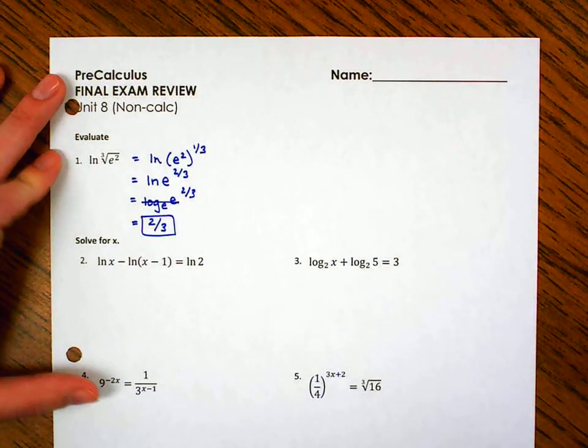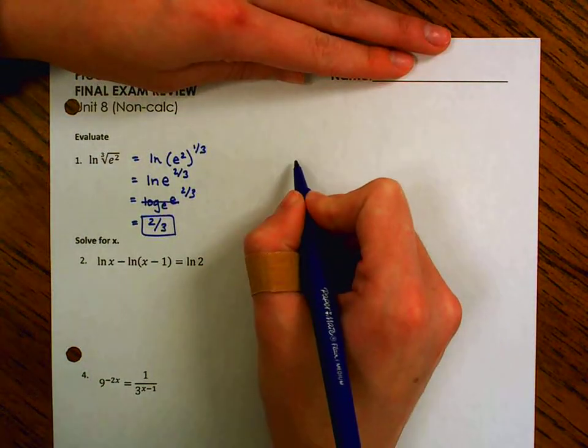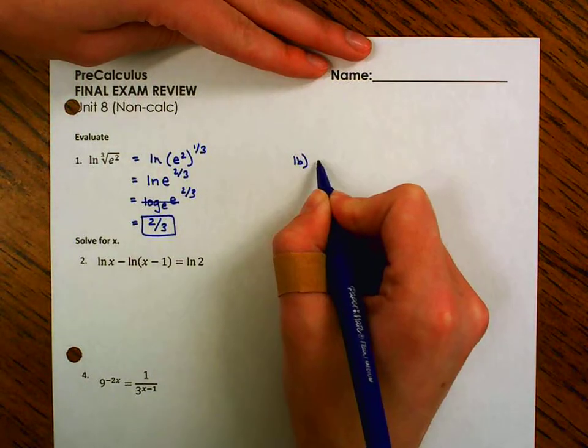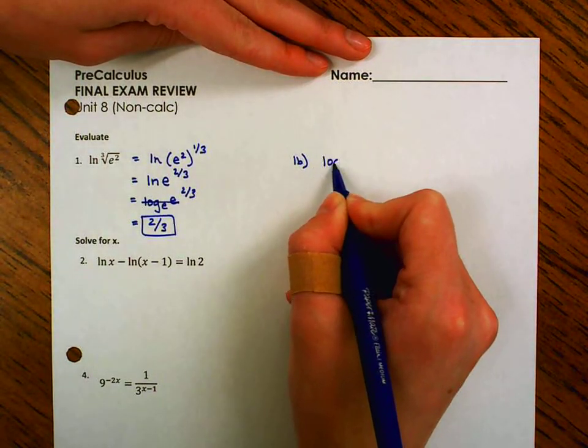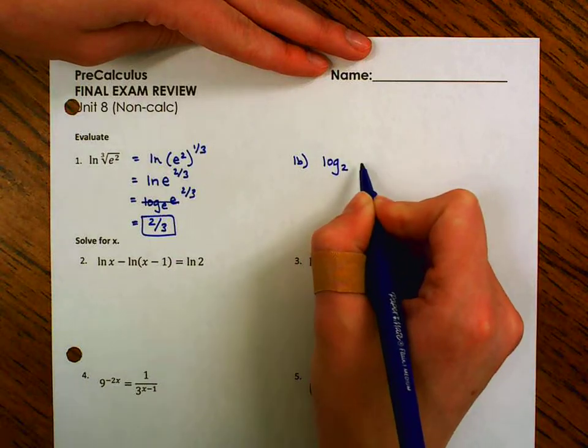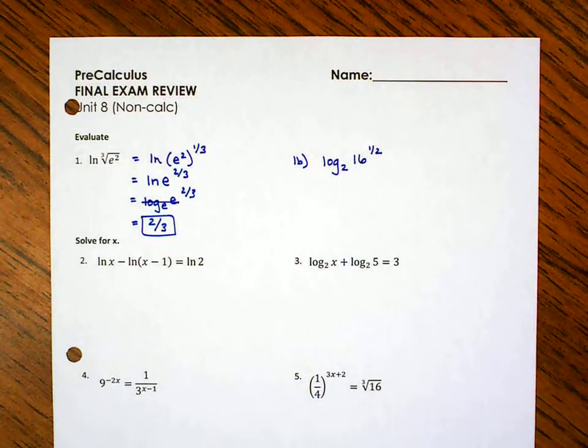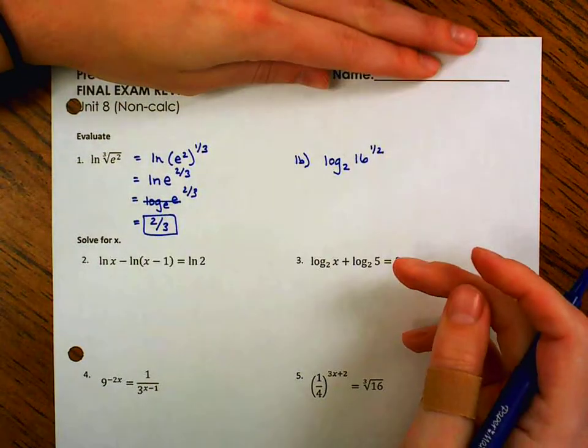Okay, for practice we can do another one. I'll call this 1b. Let's say I had log base 2 of 16 to the 1/2. We're going to evaluate that, or in other words, we're going to try to simplify that. If you want to try it by yourself, pause the video and give it a go. But I'm going to just jump right into solving it. So again, pause it if you'd like to try it yourself first.